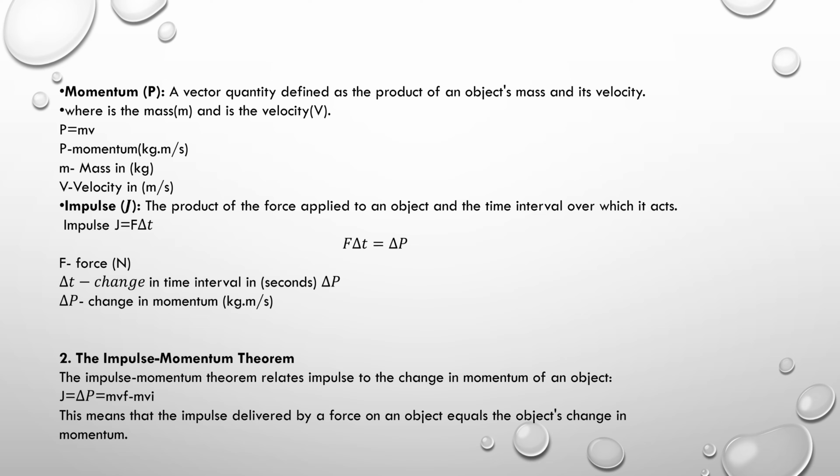Then we have change in p, which is change in momentum. If we are saying something is a change, we have the final and the initial one. So when we say change in momentum, we have mass times velocity final minus mass times velocity initial. That is a change. Even in change in time, we have the initial time and the final time.